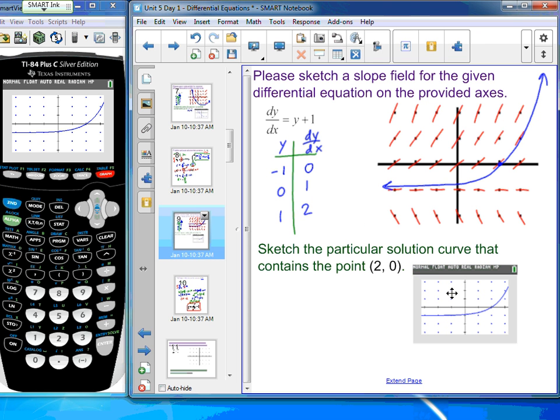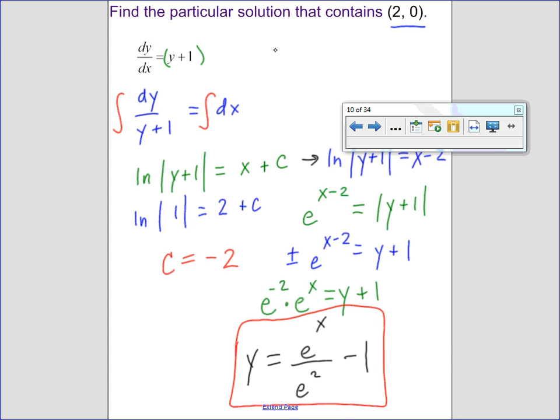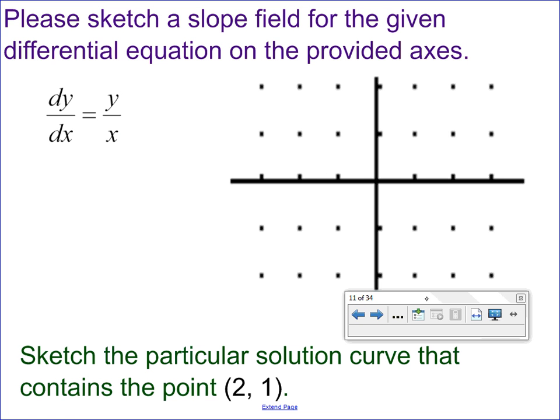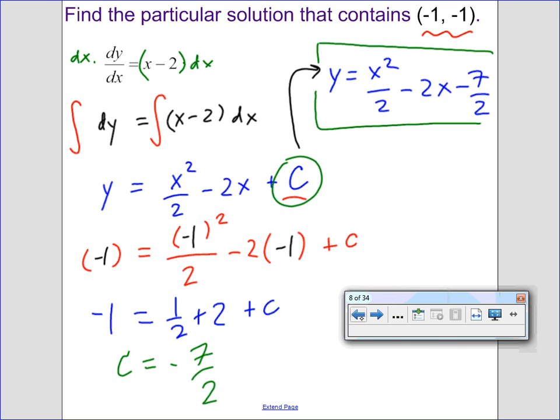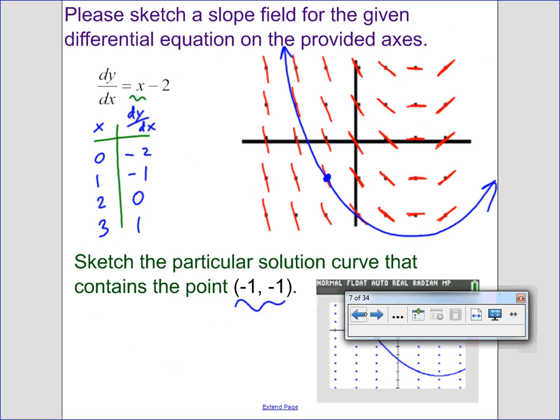Okay, so what happens then when we have x's and y's in our differential equation, right? Well, now we've got a slope field that depends on both the x coordinate and the y coordinate. When my differential equation depended on y only, it was easy to see that we had identical slopes all the way across horizontally for a given y coordinate. When it depended on x only, I had identical slopes all the way down vertically for a given x coordinate.